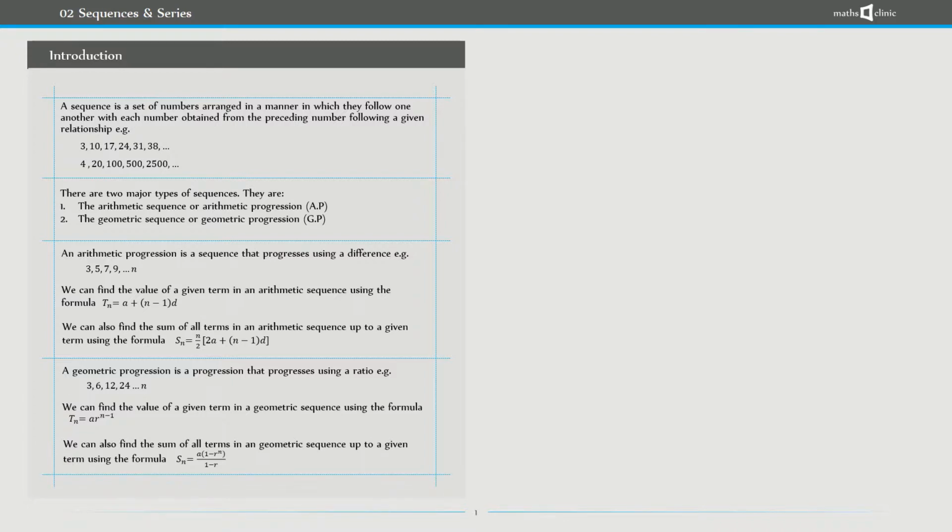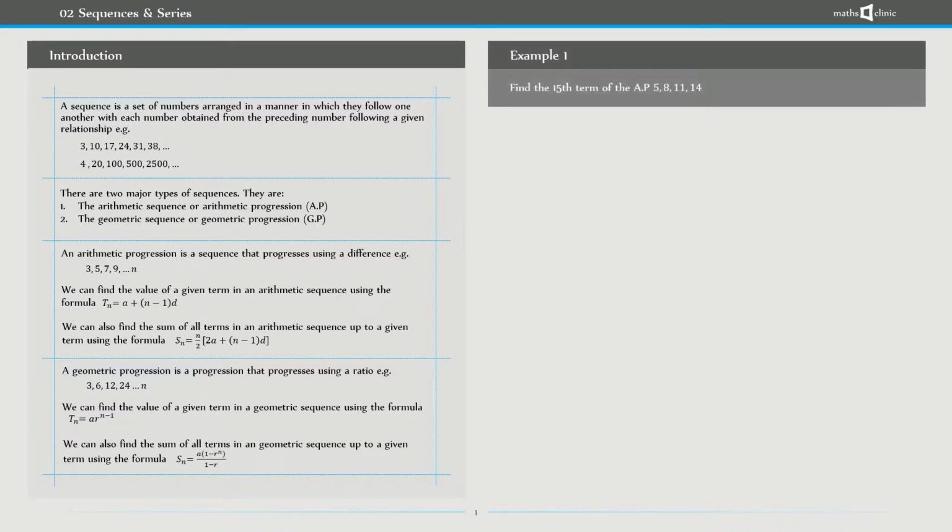Okay, so that's a bit about sequences and series, and I think we can go ahead now and solve an example. Example 1 says: find the 15th term of the arithmetic progression 5, 8, 11, 14. To do this, the first thing we need to do is identify the relevant formula.